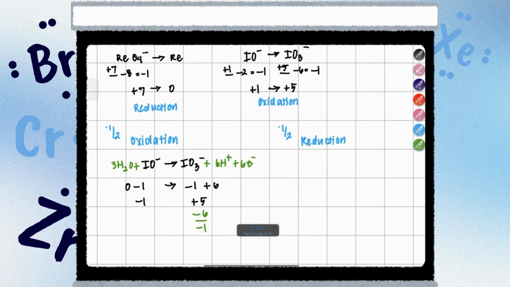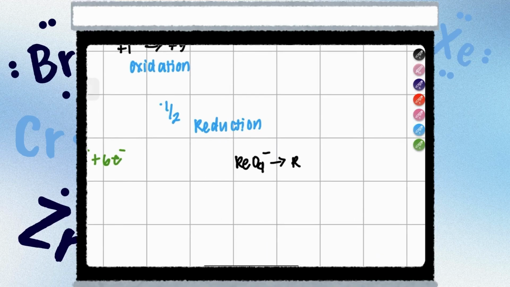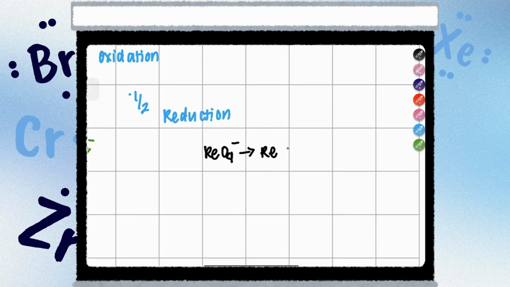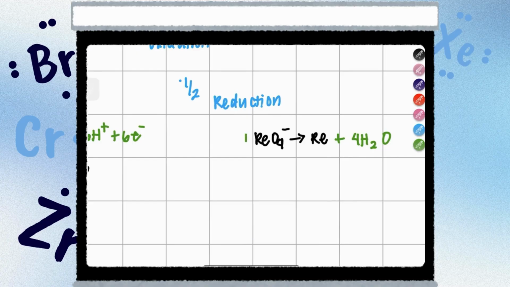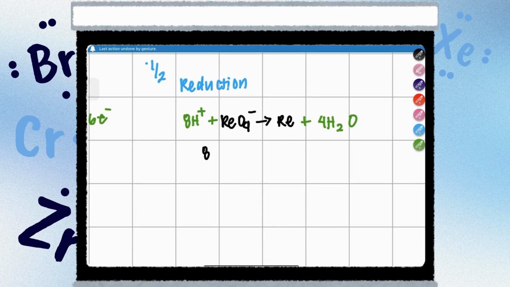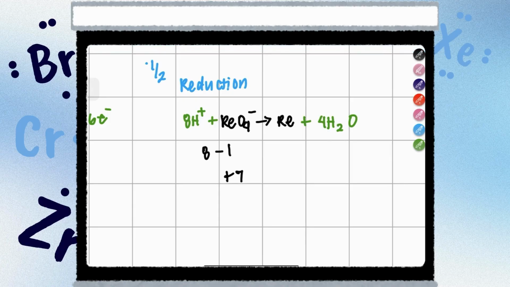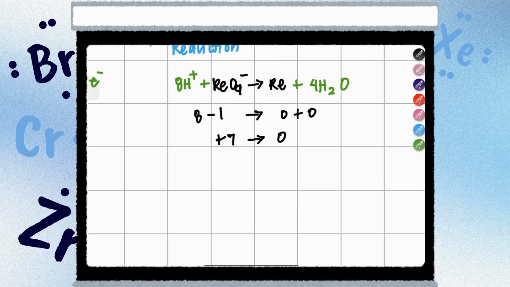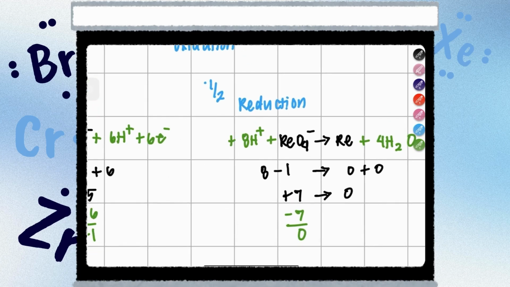We have ReO4 minus and Re. So, let's balance oxygen. We have 4 hydrogen, 4 H2O. So, let's balance hydrogen. So, 8H plus. So, let's get their charges. 8 plus -1. You have +7. And then 0 plus 0 is 0. So, you have to add 7 electrons to make it 0. So, 7e minus.